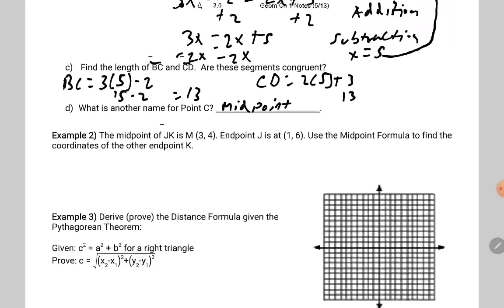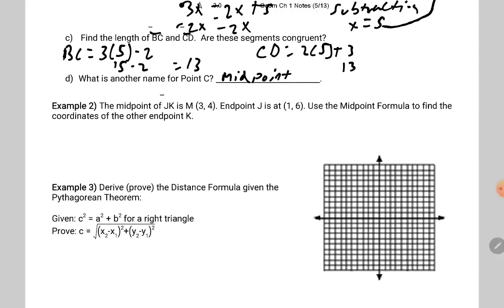So let me go back to example 2 here. So the midpoint of JK is 3, 4. So they already give us the midpoint here. So if I was going to just draw any old line, here's J and here's K. They already give us M, and they give us J, but we don't know what K is. So we're going to still use the same formula.